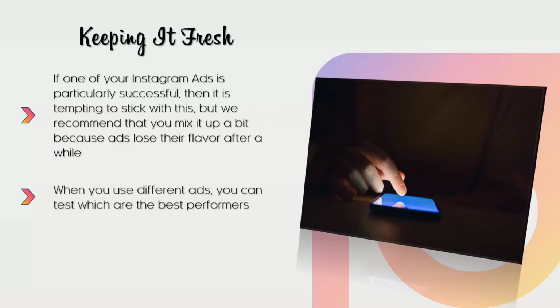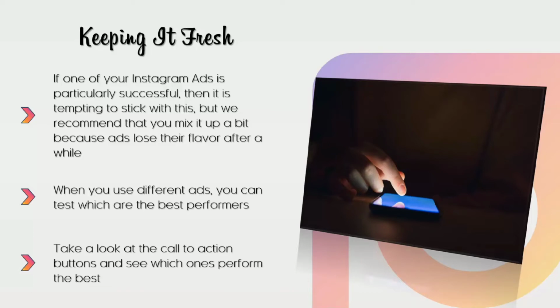When you use different ads, you can test which are the best performers. You can easily change an ad by using a different caption, for example. In fact, we strongly encourage you to use different ad copy and visuals with a campaign. Take a look at the call to action buttons and see which ones perform the best. For example, does Shop Now perform better than Learn More? How do different captions perform? What about different hashtags? Be prepared to test everything and tweak as necessary.